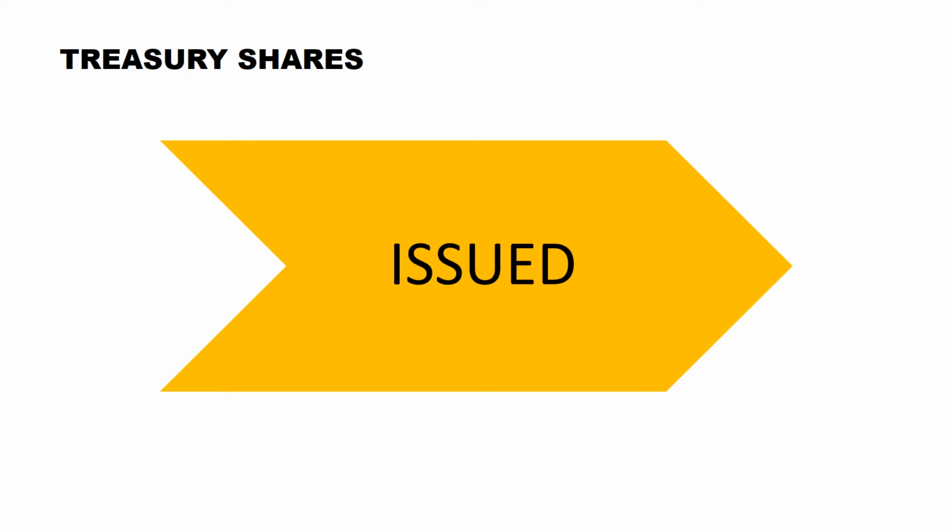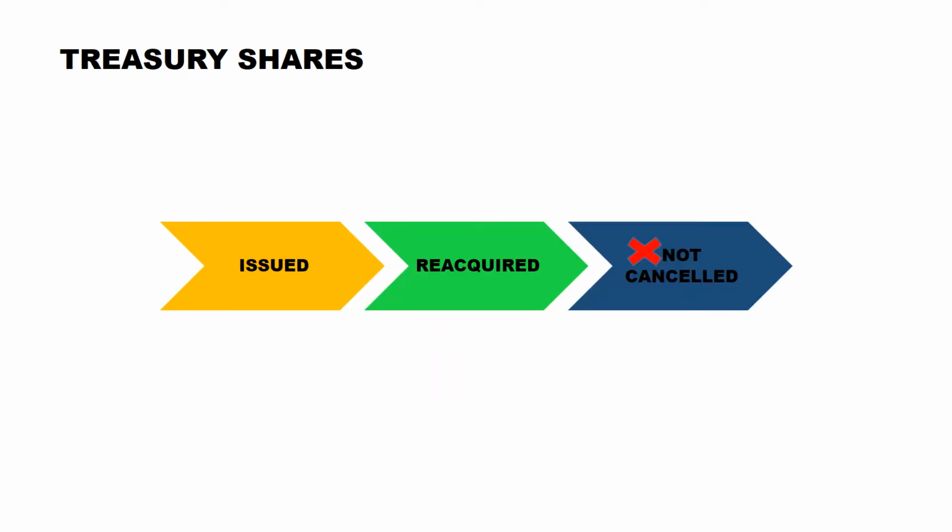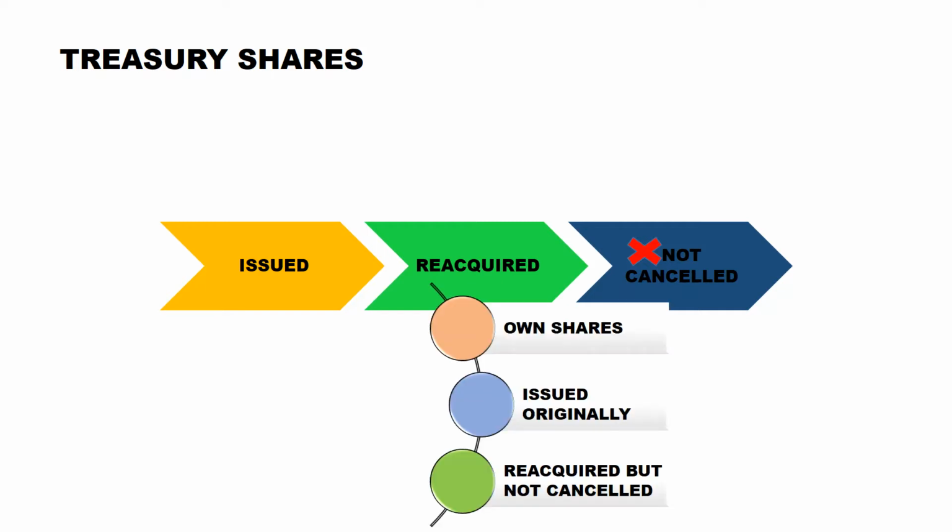Treasury shares refers to an entity's own shares that have been issued, reacquired, but not cancelled. In order for a share to be classified as treasury share, the following three requisites must be complied with. First, the shares must be the entity's own shares. Second, the shares must have been issued originally. And last, the shares are reacquired but not cancelled.